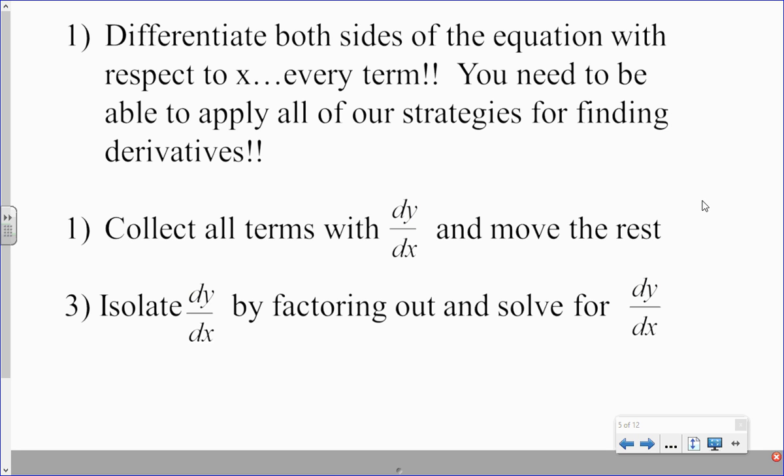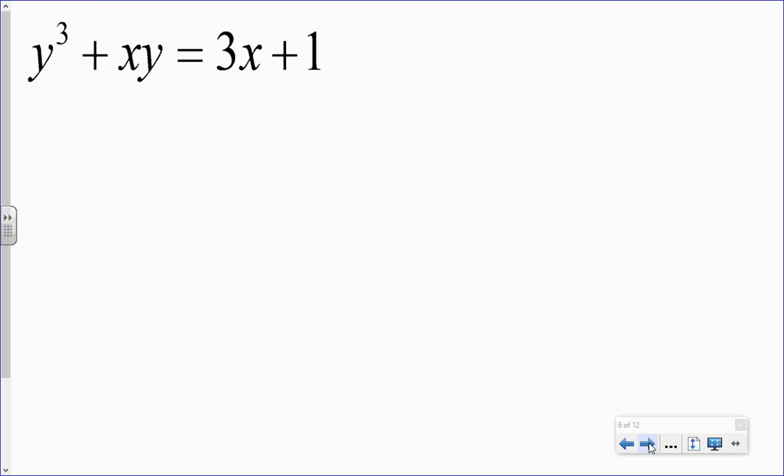It's going to make more sense with an example. So go ahead and write this one down. We need to take a derivative. It's going to be implicit because we do not have an explicit function of y equals something in terms of x. Be very careful.